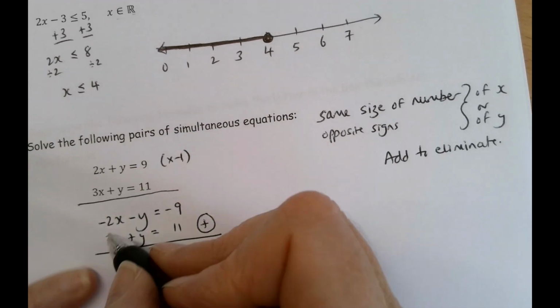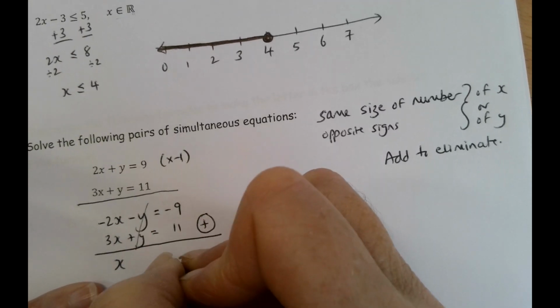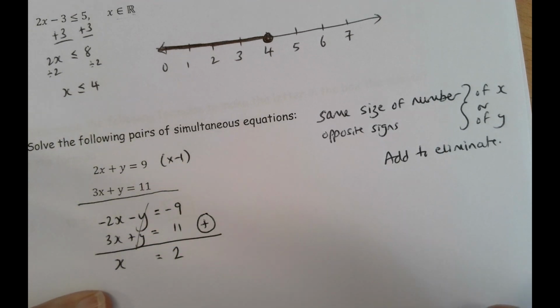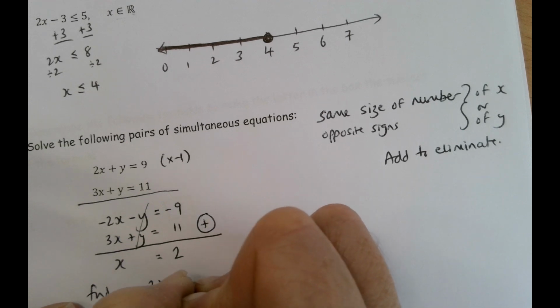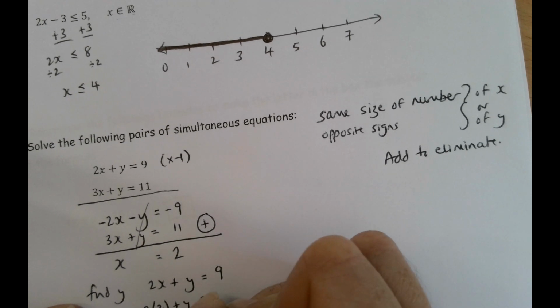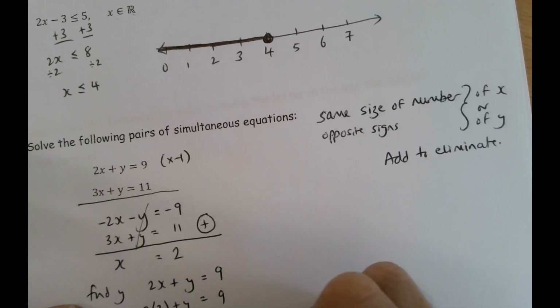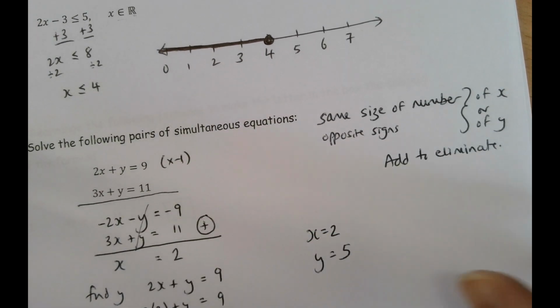If I add them together, −2x plus 3x is 1x. The y's cancel out. −9 plus 11 is 2. So x is equal to 2. Now I need to find out, well, what's y? So I know 2x plus y is equal to 9. 2 by 2 plus y is equal to 9. 4 plus y is equal to 9. So y must equal 5. So my answer is x equals 2, y equals 5.